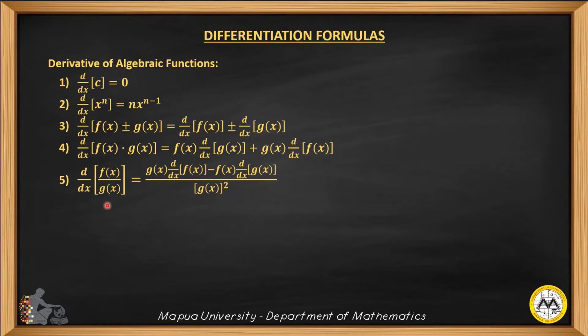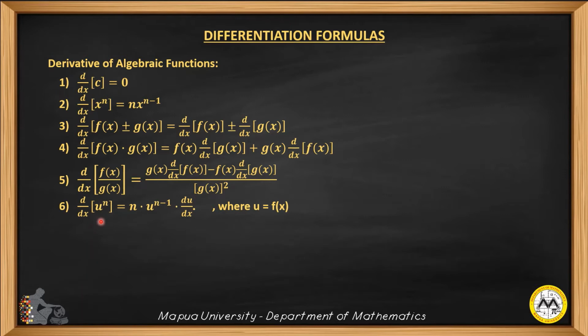Dealing with the derivative of the ratio of f of x to g of x with respect to x, we will have this equal to the denominator g of x times the derivative of the numerator f of x minus the product of the numerator f of x with the derivative of the denominator g of x. This difference is to be divided by the square of the denominator. Hence, we have the square of g of x.